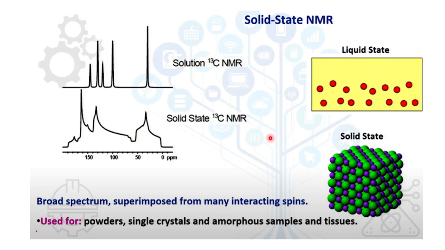Now why is that? Because in solid state, a very large number of molecules are bonded very tightly, so they can interact with the neighboring nucleus. That's why you are getting a very broad peak. Solid state NMR is used for powders, single crystals or any amorphous material, and also in biological applications for analyzing different tissues.